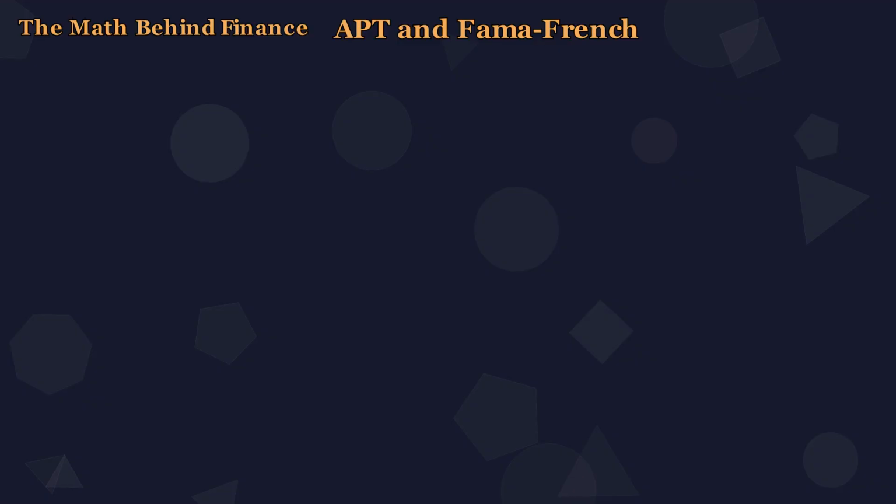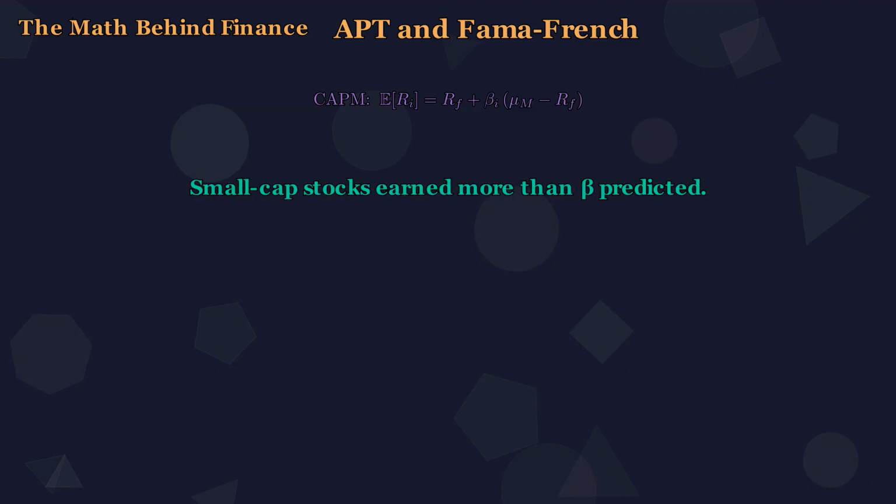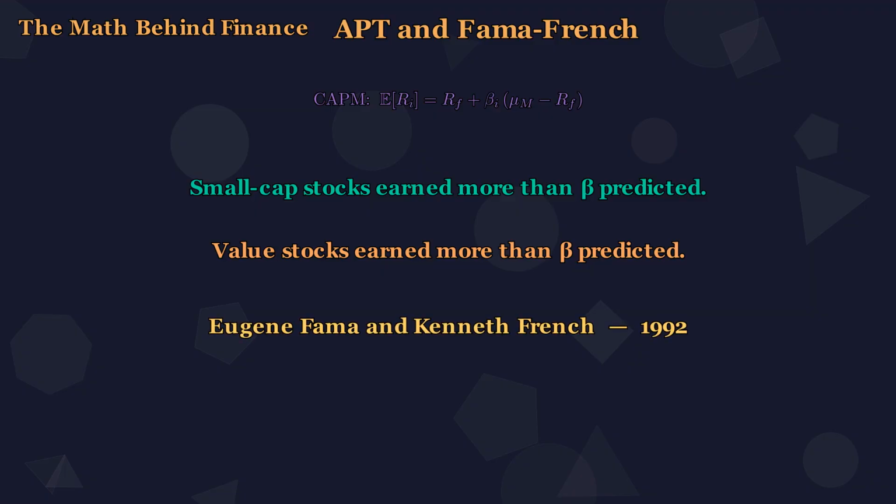There's a problem with the picture from the last section. CAPM says one number, beta, explains every asset's expected return. Empirically, it does not. For decades, two patterns kept showing up. Small cap stocks earned more than their beta predicted. Value stocks earned more than their beta predicted. Two clear, persistent anomalies. In 1992, Eugene Fama and Kenneth French published their answer.